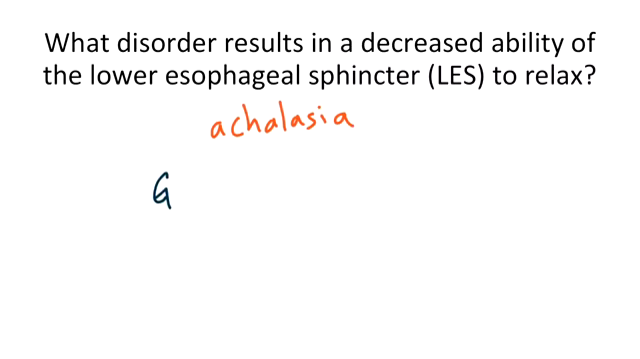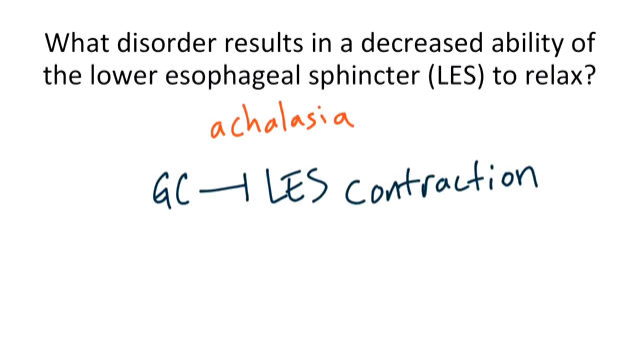So, ganglion cells inhibit lower esophageal sphincter contraction. Achalasia is caused by a decreased number of inhibitory ganglion cells within the walls of the esophagus. This means the lower esophageal sphincter, or LES, contracts more than normal, which prevents the passage of food from the esophagus into the stomach. So increased LES contraction.